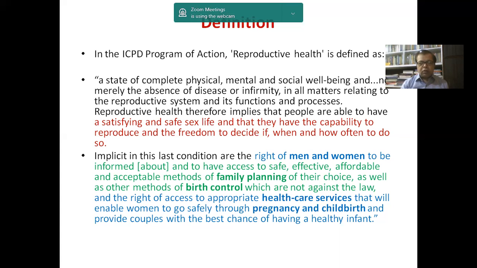And then a right of access to appropriate healthcare services that will enable women to go safely through pregnancy and childbirth and provides couples with the best chance of having a healthy infant. So it is related to procreation, having the birth of a child, then all other related experiences.